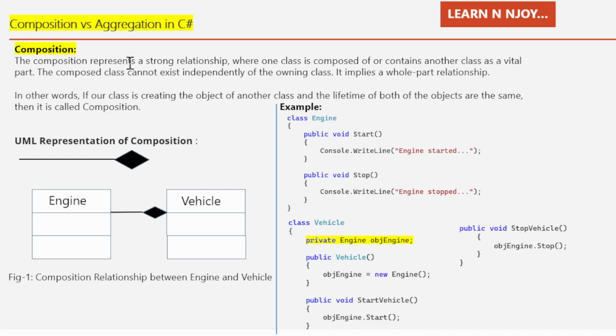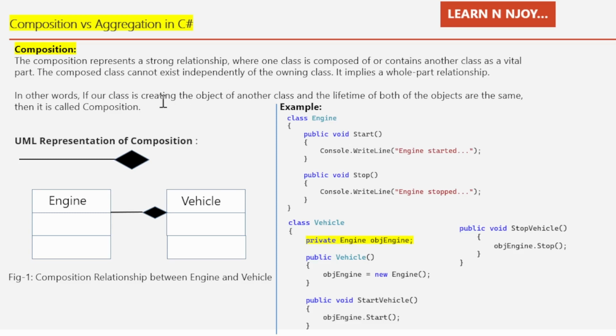Okay, so what is composition? The composition represents a strong relationship where one class is composed of or contains another class as a vital part. The composed class cannot exist independently of the owning class. It implies a whole part relation. In other words, we could say if our class is creating the object of another class and the lifetime of both of the objects are the same, then it is called composition.